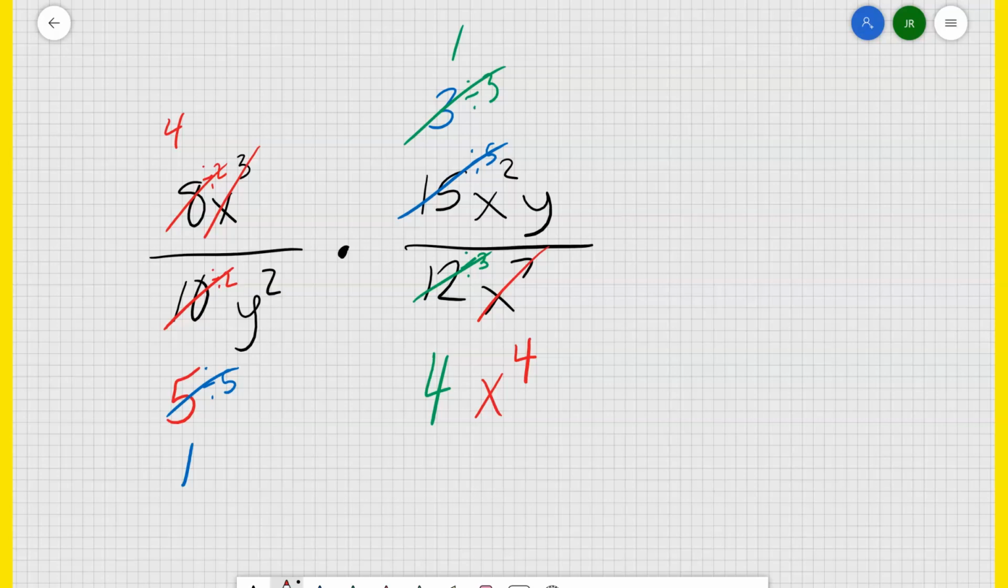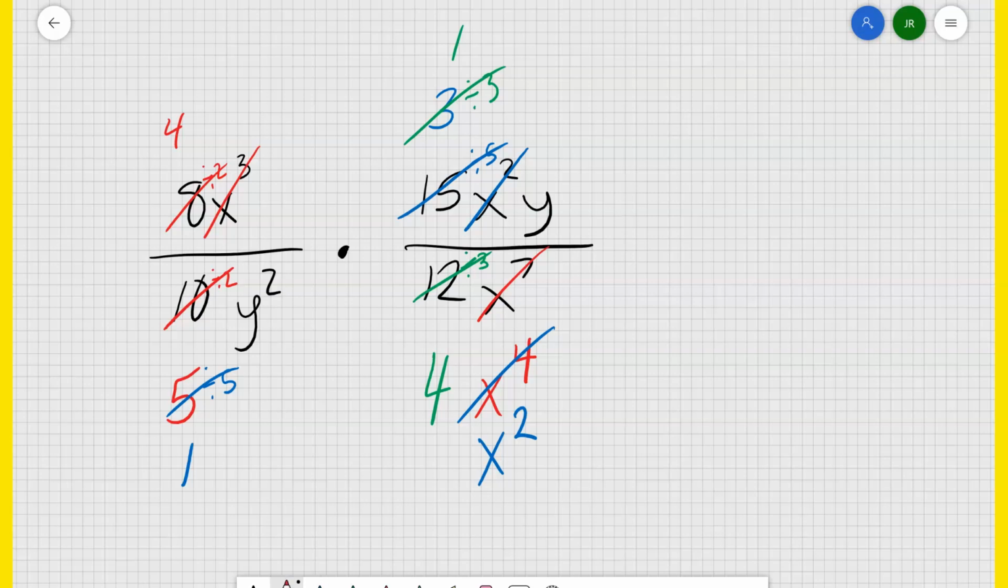Also, the x squared can also reduce now with that x to the 4th. So the x squared and the x to the 4th, subtract the exponents. The x squared cancels completely. The x to the 4th is going to become an x to the 2nd. All right. That's all the reducing I can do with the x's. Look at the y's.